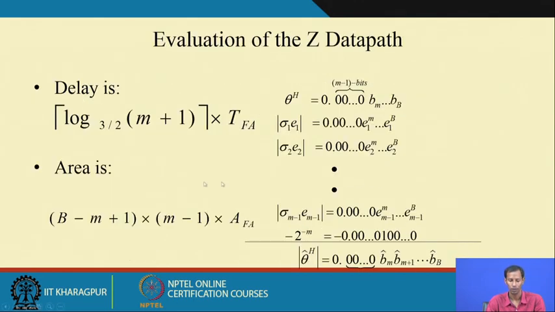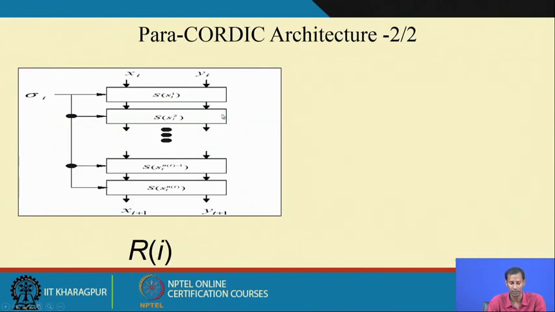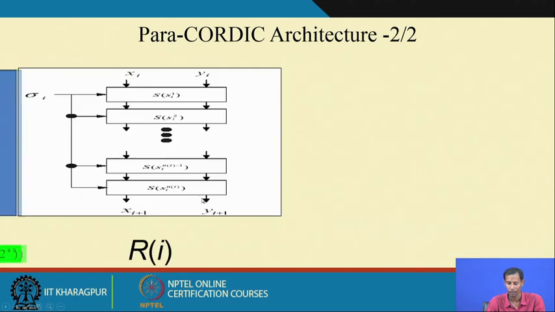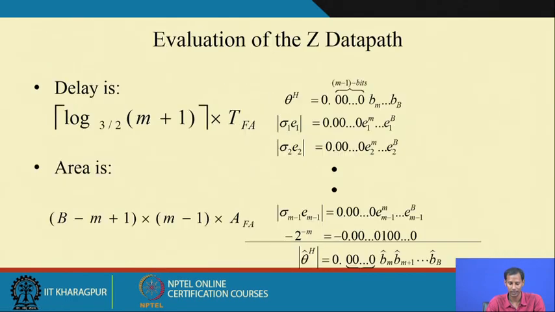Okay. So, whenever we evaluate this particular structure, this Z path, the corresponding delay is log base 3/2 of (m plus 1) times TFA, where TFA is the delay of one full adder cell.